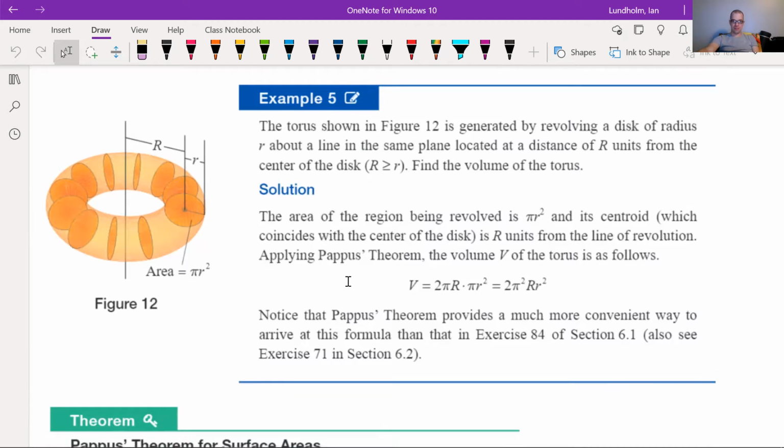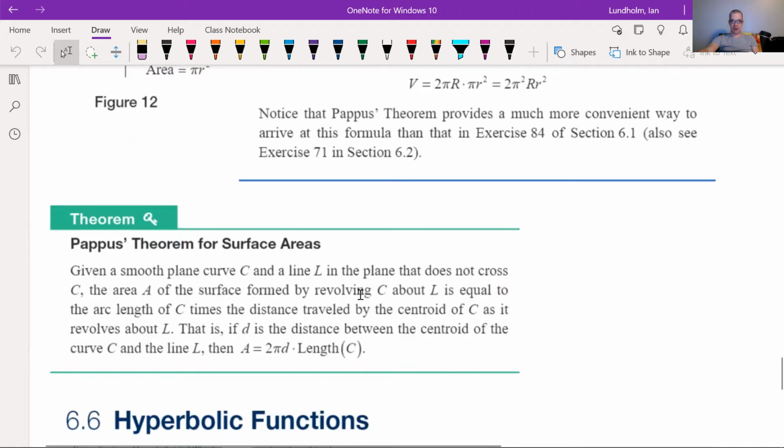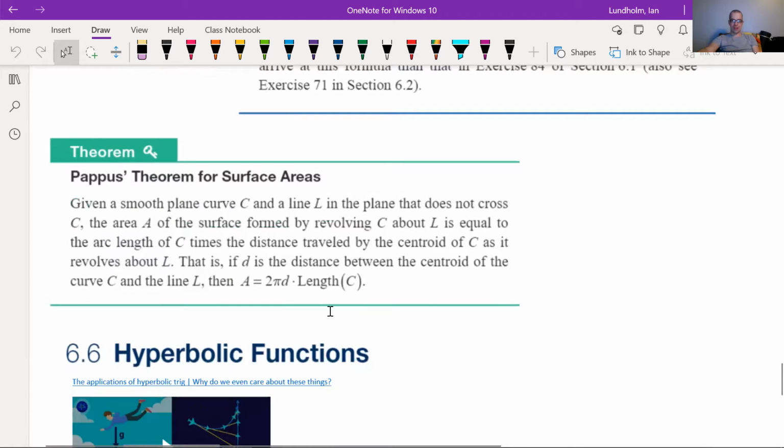Similarly, there is a Pappus' theorem for surface areas, which deals with rotating arc lengths around an axis of rotation. And again, that is the distance that the centroid covers. So 2 times pi times d times the length of the curve that you're using to make the surface. And yeah, you'd use an arc length integral for that one.